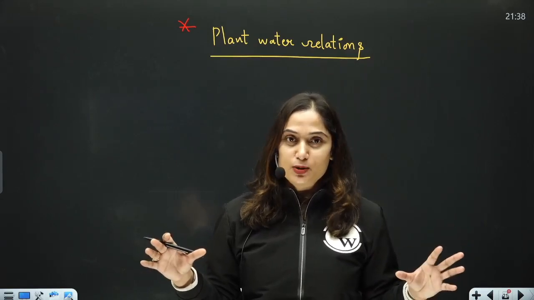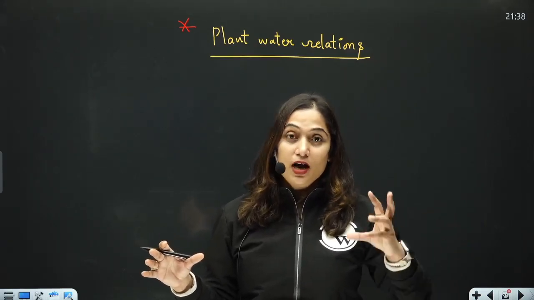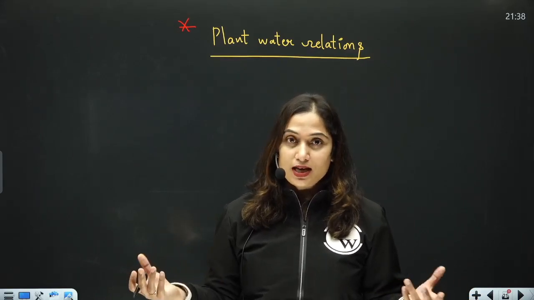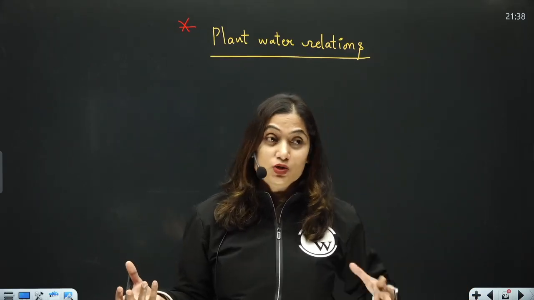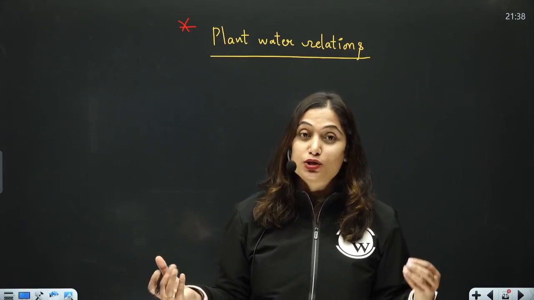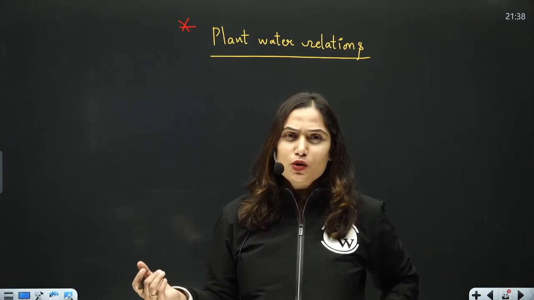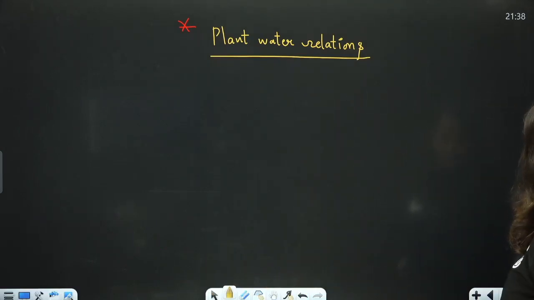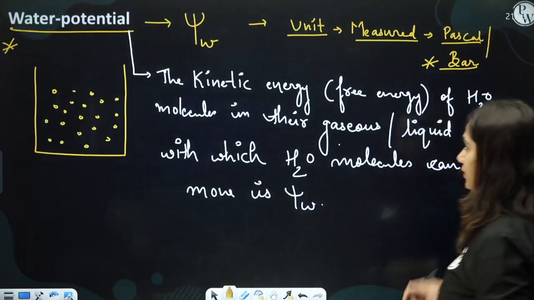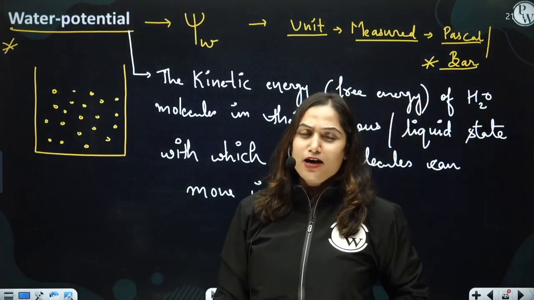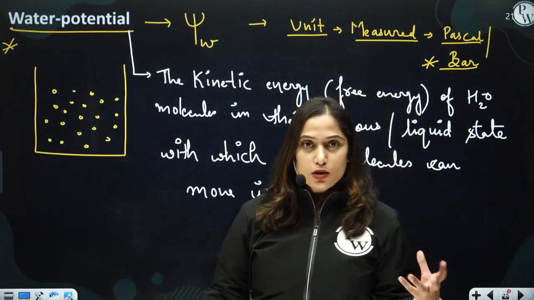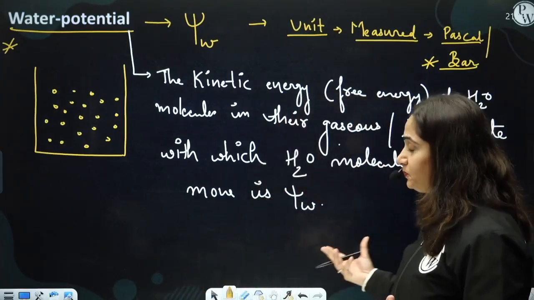Approximately 75% of the plant is water, and in some plants it can account for up to 92%, like in the case of watermelon. In herbaceous plants, the water content is very high. So let's focus on water now, right? When I am focusing on water, I have to explain a term that is called water potential. Now, what is water potential?